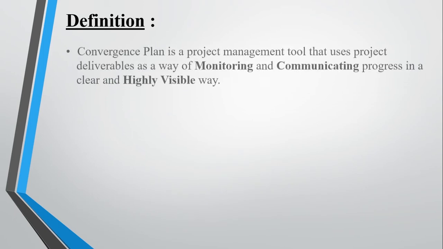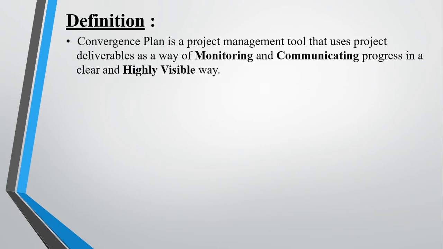The convergence plan, as I see it, is a project management tool that uses project deliverables as a key way of monitoring and communicating progress in a clear and highly visible way. Now, key things that we need to establish here are monitoring and communicating, as well as highly visible. Key things here, and look at those words and understand.